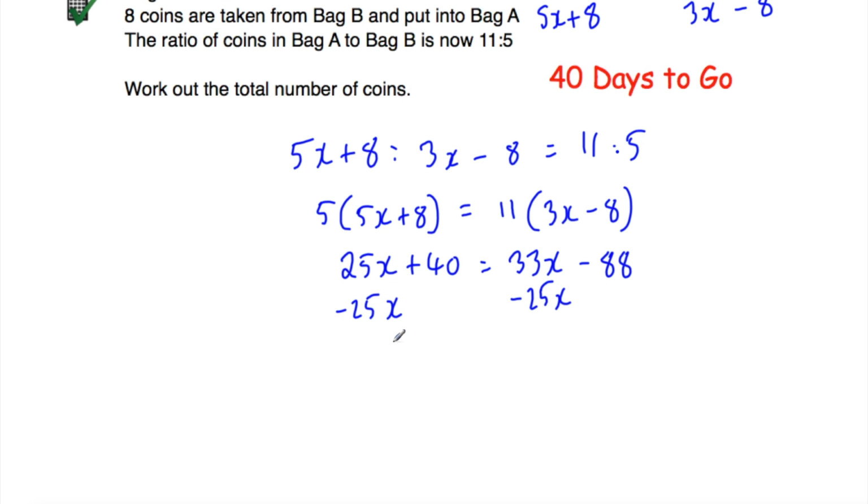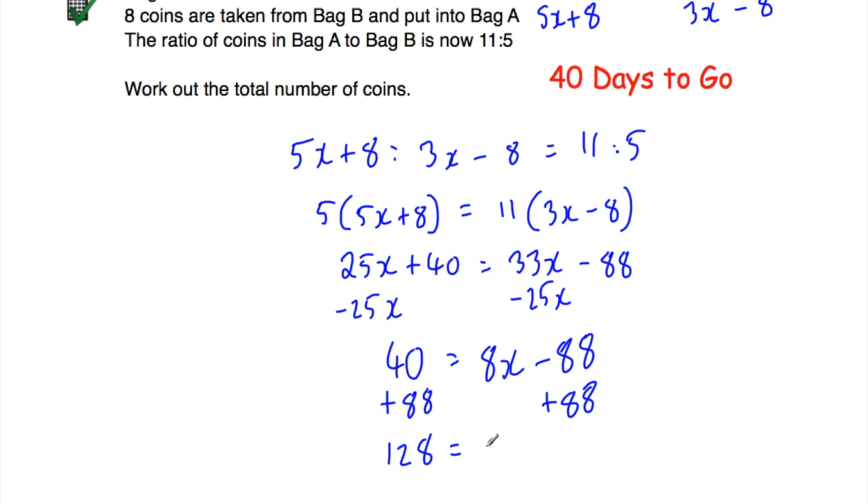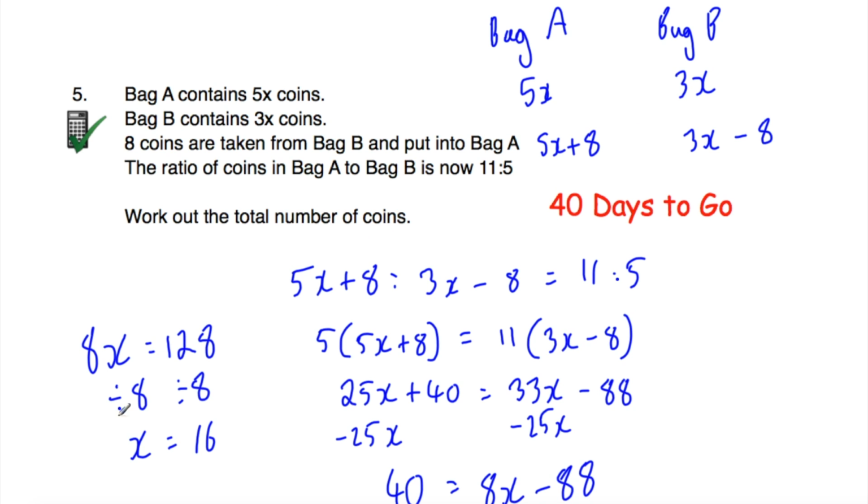So on the left-hand side, we'd just be left with 40. On the right-hand side, we'd be left with 33x, take away 25x would be 8x, and then we've still got our subtract 88. Now we want to find out what x is, so let's add 88 to both sides of our equation. So adding 88 to the left-hand side would be 128, and that's equal to 8x. And then if we've got 8x equals 128, we can divide by 8 and divide by 8 and find out that x is equal to 128 divided by 8 is equal to 16. So x is equal to 16. So that's fantastic. We now know what x is, and the question says work out the total number of coins.